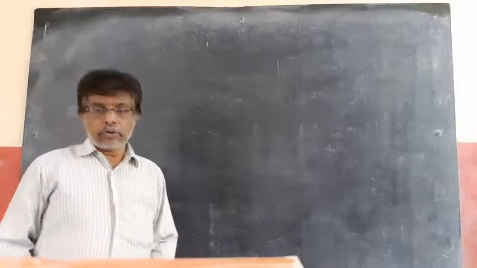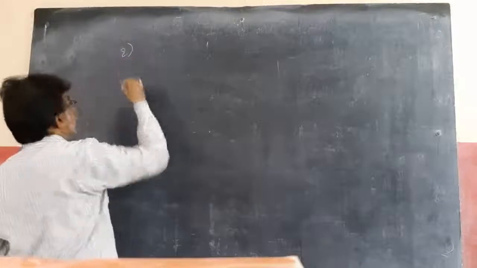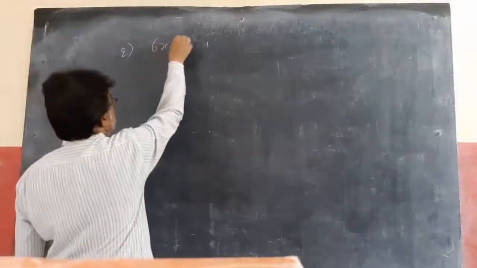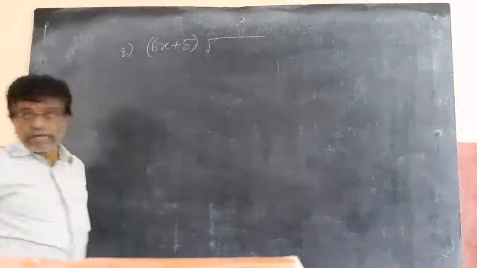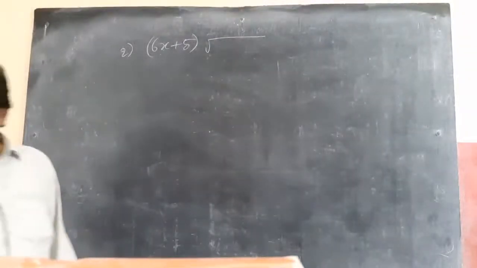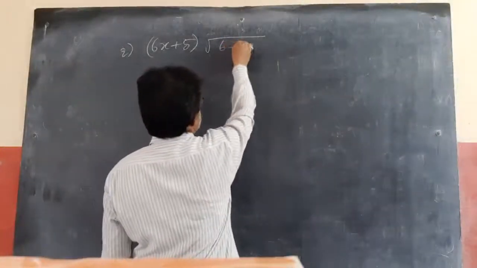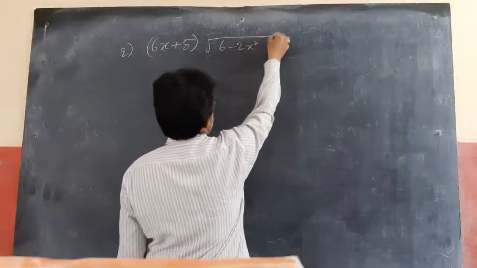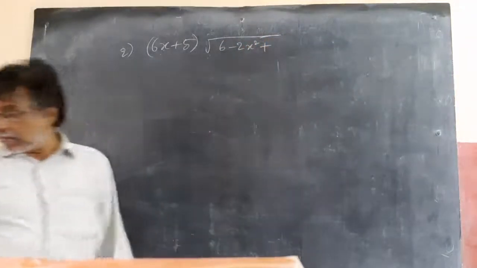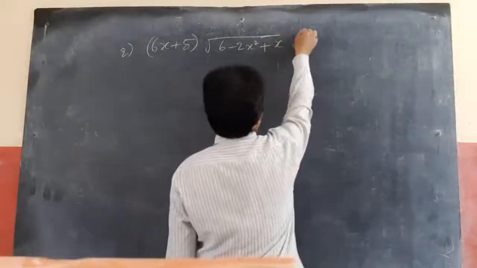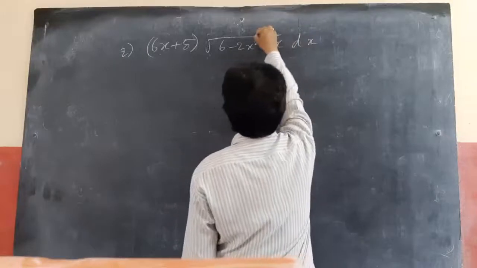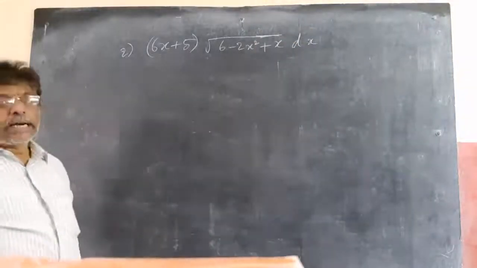Good. We'll do one more example in the same time. The third one, second one: integral of 6x plus 5 into square root of 6 minus 2x square plus x dx.